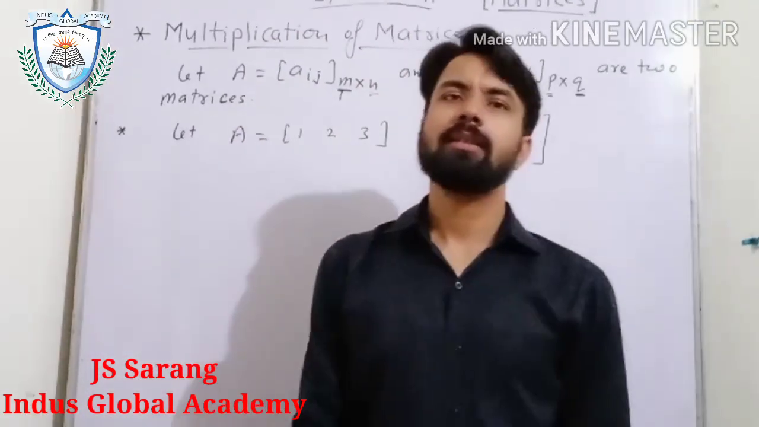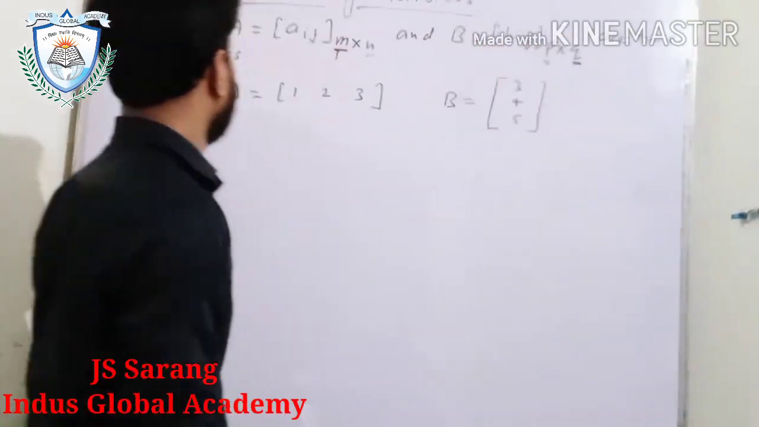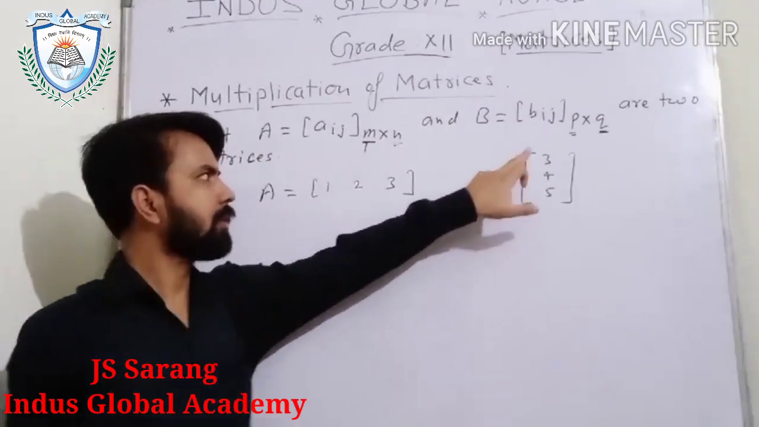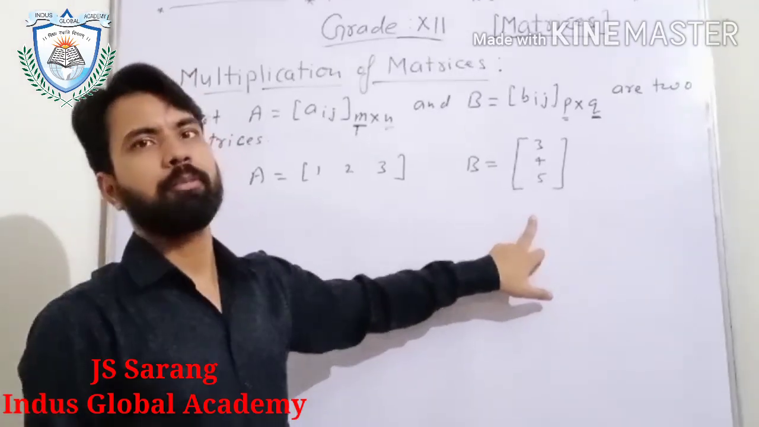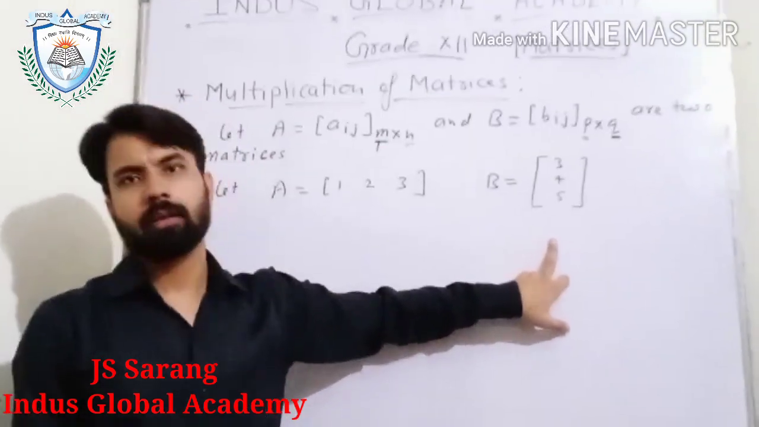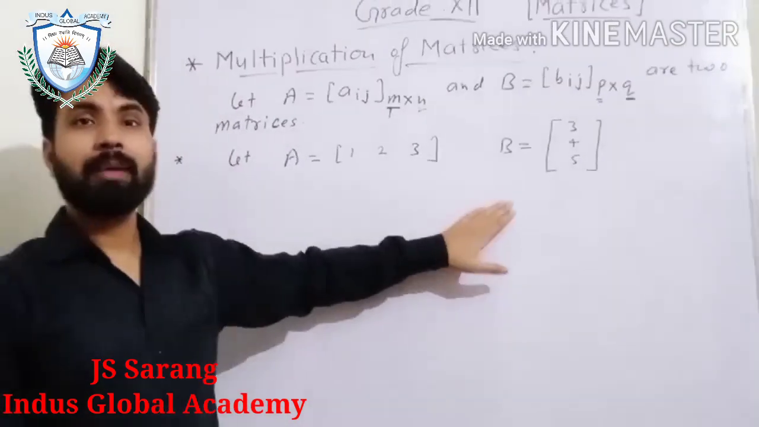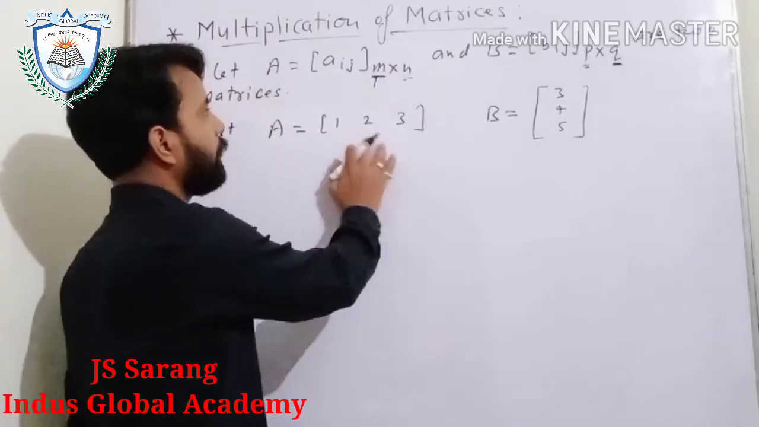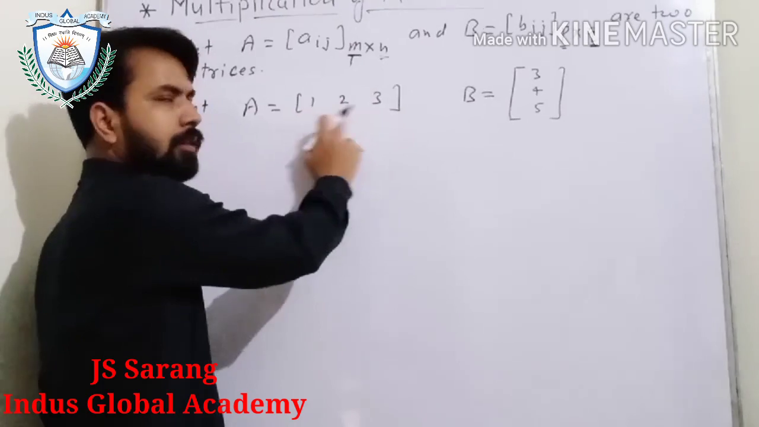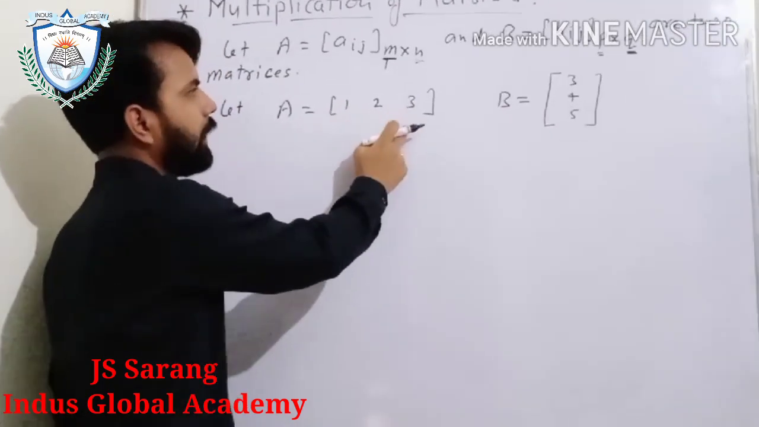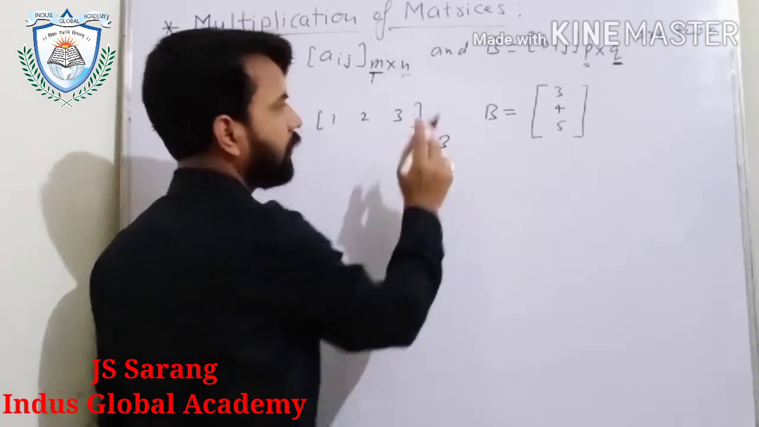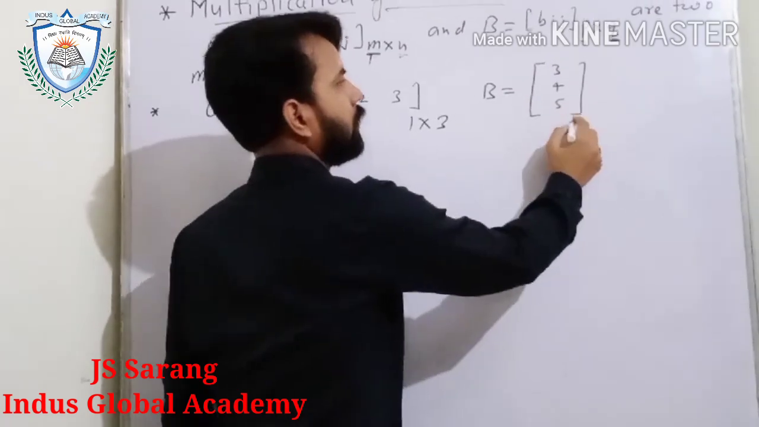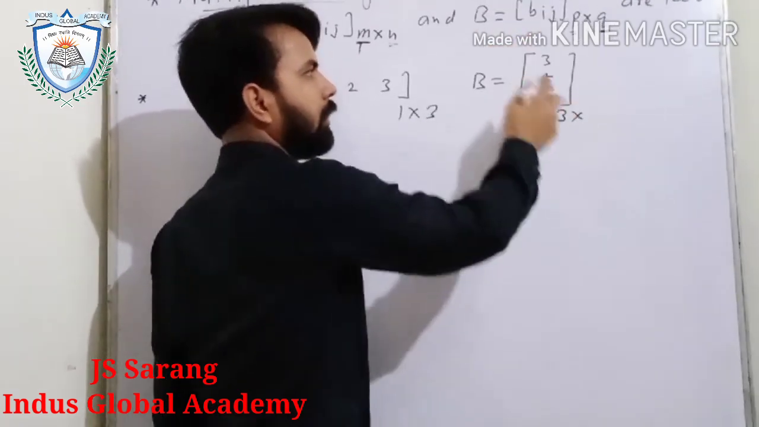Okay students, let's take another example. Consider matrix A is 1, 2, 3 and B matrix is 3, 4, 5. So first we have to check whether their multiplication is possible or not. For checking this, we want to find out its order. So the order of the very first matrix: how many rows are there? 1, and the number of columns is 3. So its order will be 1 by 3. And what is the order of B? There are 3 rows and the number of columns is only 1.